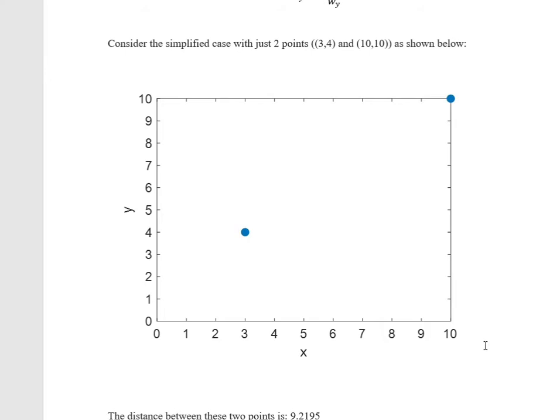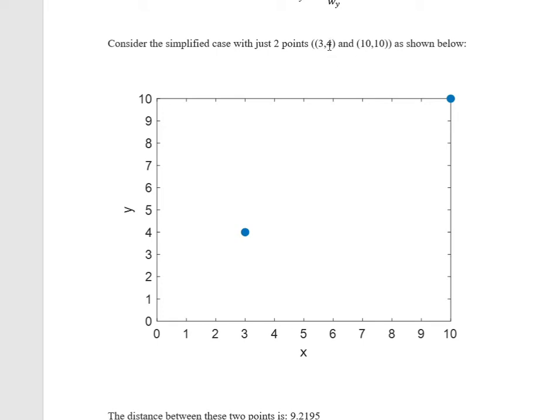The first point is 3 and 4, and the second point is at 10 and 10. So first, you need to shift them. What is the minimum value for x? You have two values for x, 3 and 10. So the minimum one is 3. So you have to shift the x-axis by 3. So 3 minus 3 would be 0, and 10 minus 3 would be 7.